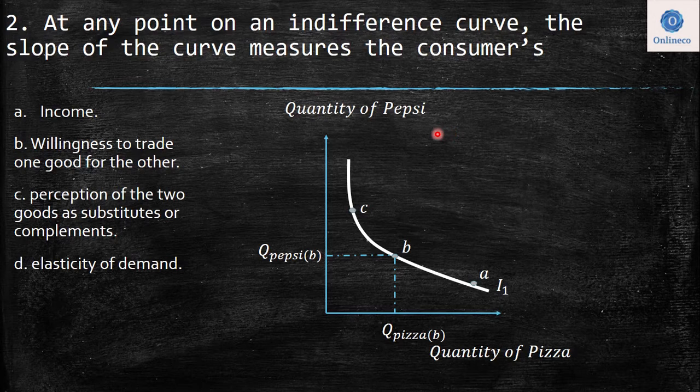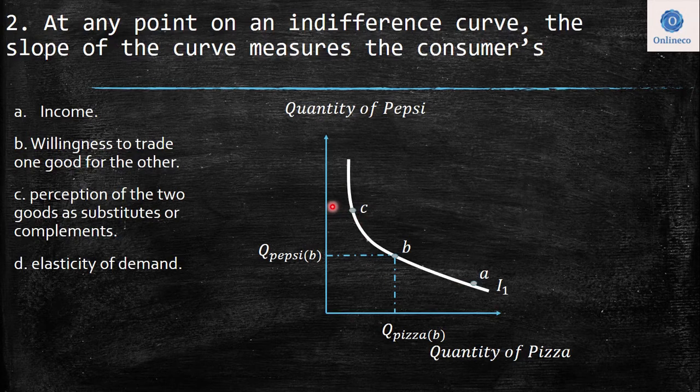We have here the quantity of Pepsi and here we have the quantity of pizza. Then we have the situation, we have here 3 bundles, and at the end of the day we know that those are the same, like they lie on the same indifference curve, so they are equally preferable to the other ones. So at the end of the day, we know that those represent preferences.